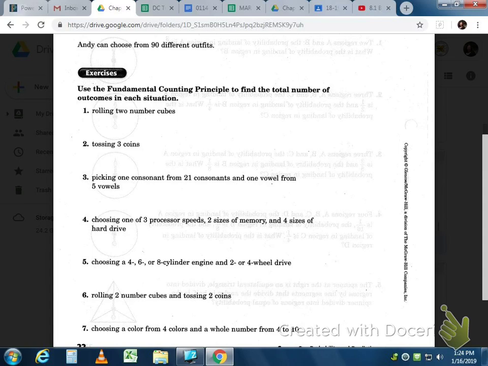To do this problem, here's how I would set it up. I would say cube 1 and cube 2. There are 2 different things going on here. If I rolled that first one, how many different things could come up? 6. If I rolled that second one, how many different things? 6. So how many different things could happen? 36 outcomes. And I would go ahead and label these outcomes unless it says something else.